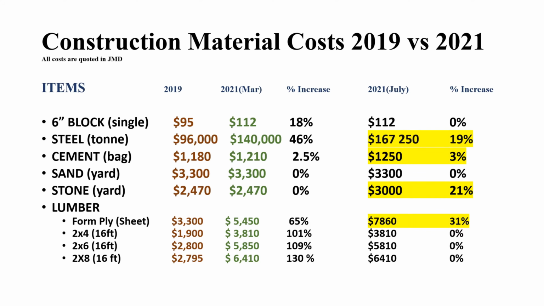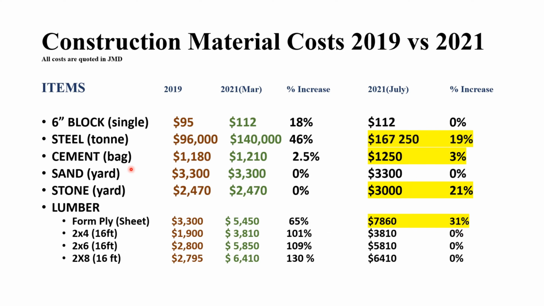Here we have the table that we had used to show the comparison with construction material cost in 2019 versus 2021. When we had done the first publication in March, we did not have the fifth and sixth column. So the fifth and sixth column represent the updated information. And I have some items that are colored yellow because those items are the ones with significant increase in cost. So steel by the ton in March was $140,000 per ton. Now it's $167,250 per ton. That's a 19% increase over the couple months.